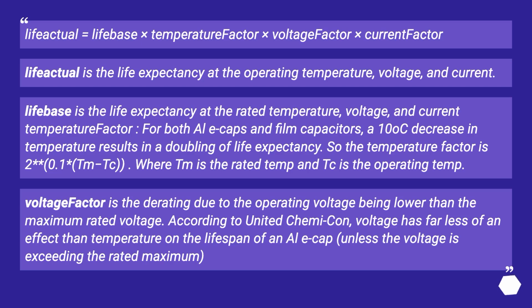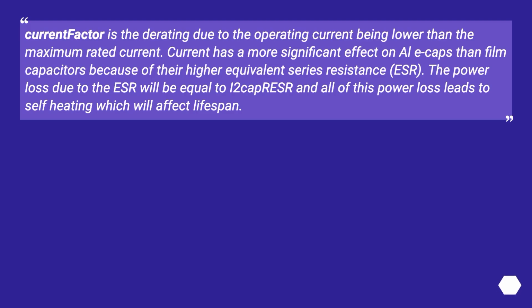Voltage factor is the derating due to the operating voltage being lower than the maximum rated voltage. According to United Chemicon, voltage has far less of an effect than temperature on the lifespan of an LE cap, unless the voltage is exceeding the rated maximum. Current factor is the derating due to the operating current being lower than the maximum rated current. Current has a more significant effect on LE caps than film capacitors because of their higher equivalent series resistance, ESR. The power loss due to the ESR will be equal to I² times ESR, and all of this power loss leads to self-heating, which will affect lifespan.